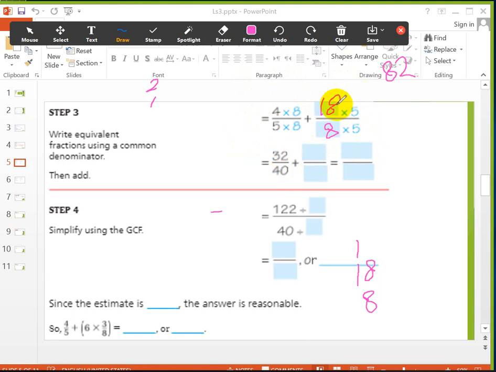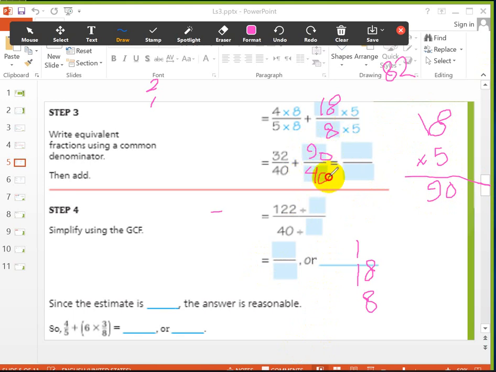Now 18 multiply 5. If you try to multiply 18 with 5, the answer will be 90. You can try to multiply. Thank you, Tolene. Thank you, Lamar. So it will be 90. Now 8 multiply 5 equals 40.